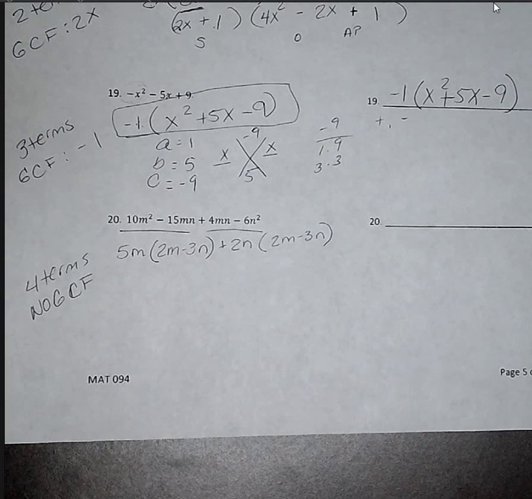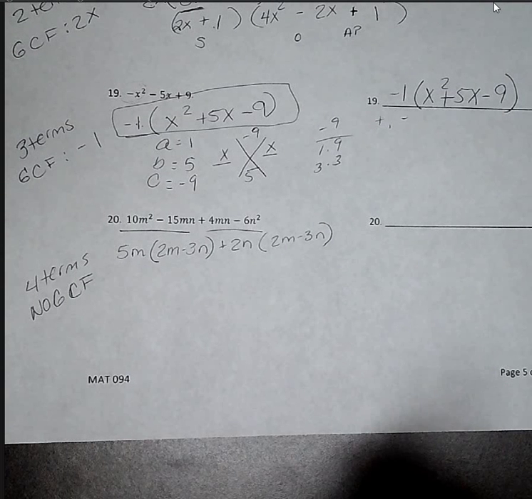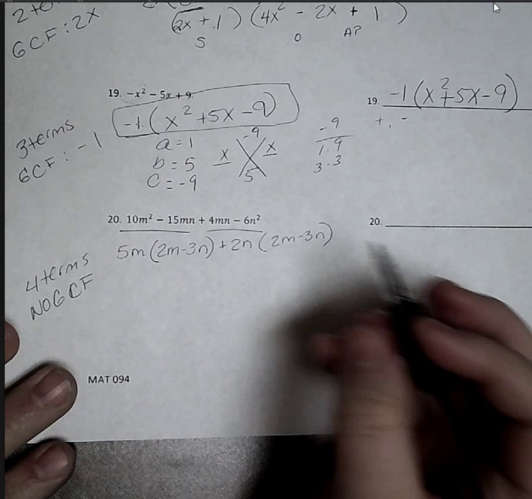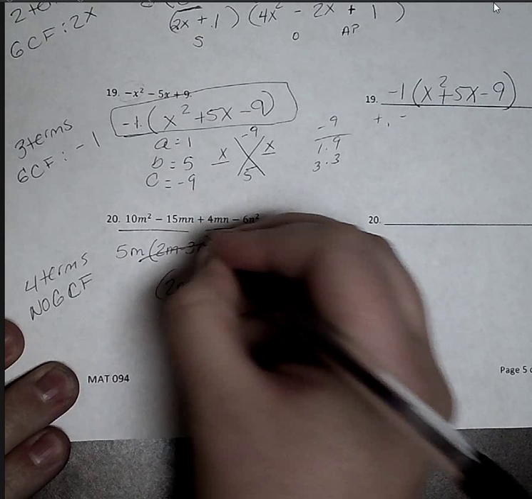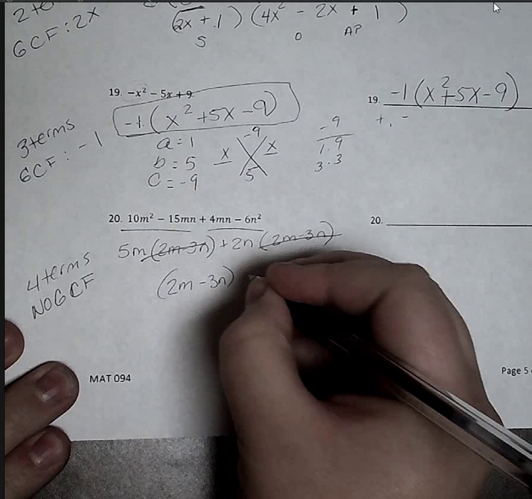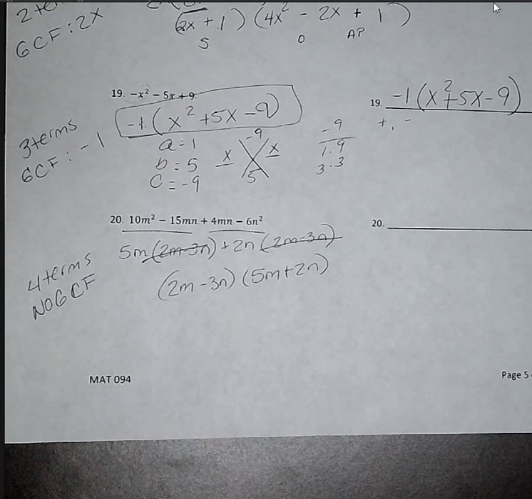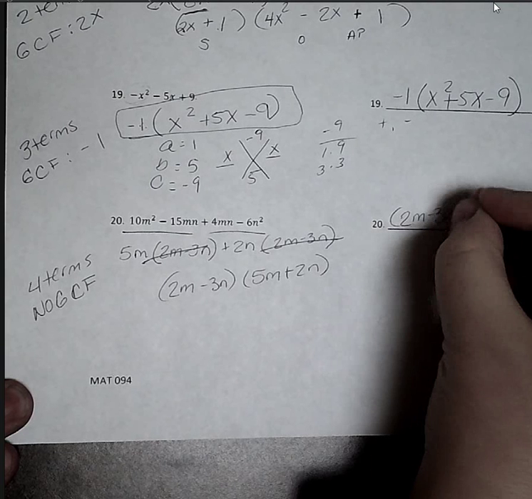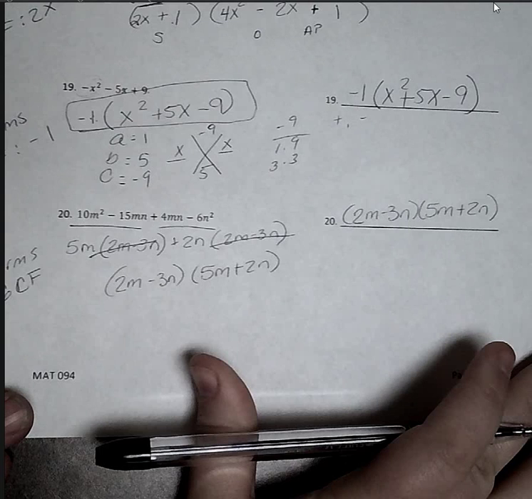Do your check. Do you have the same number in each set of parentheses? The answer is yes. So let's go ahead and pull this out. 2m minus 3n comes out. And you're left with 5m plus 2n on the inside. And that is your final answer.